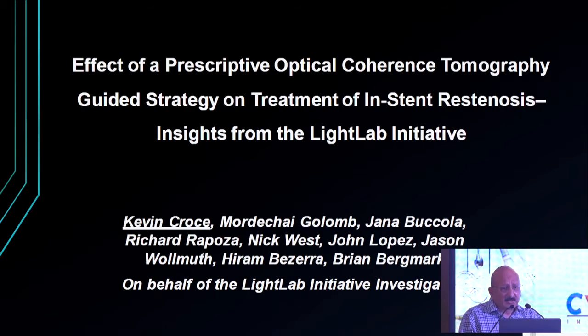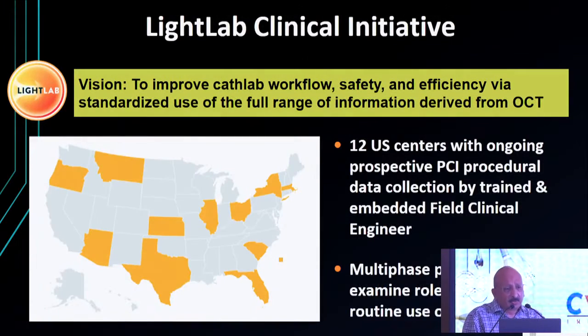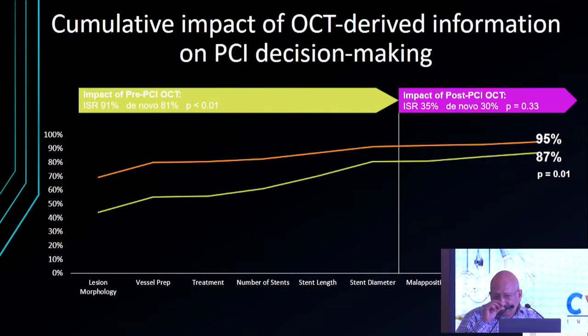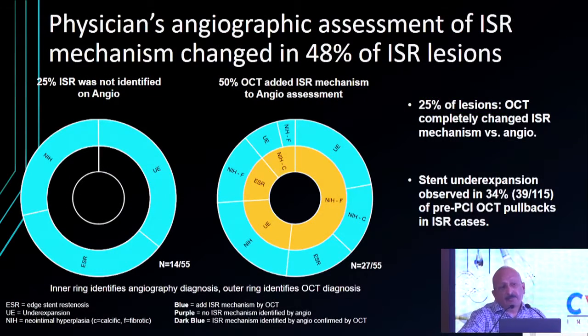This is one of the studies which is available from the LightLab initiative, which was done in several centers. And here it was pre-PCI OCT to strategize, and post-PCI OCT to optimize, as we already discussed in the last presentation. What happened in this study is that the impact of OCT was quite visible here, as you can see, and about 25% of the time, ISR was not identified well on angio. And in this study, 50% of the time OCT added to the ISR mechanism over angio assessment and then led to a change in the treatment strategy in these patients.